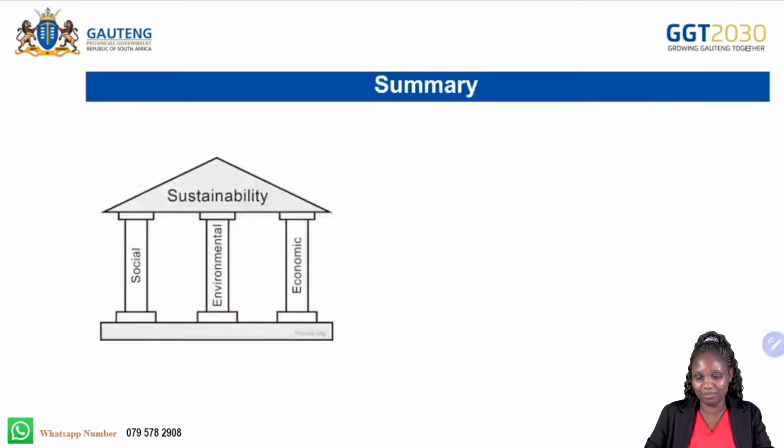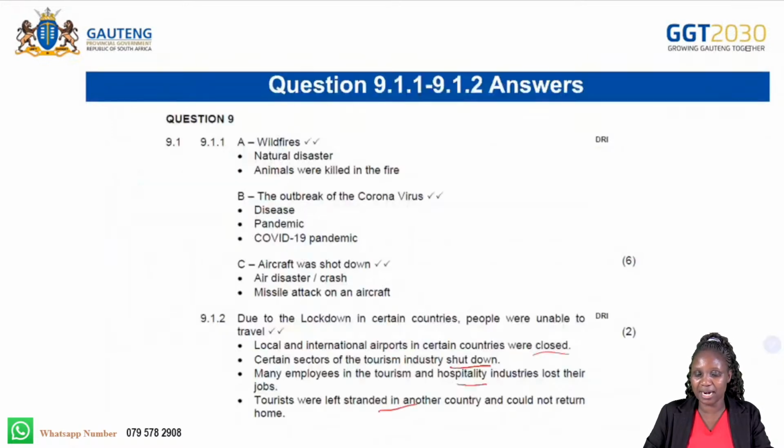And then we are going to summarize our lesson. But before we summarize our lesson, I want you to discuss these answers with your friends, okay? I'll just give you 5 minutes to discuss the answers, and then if you think you've got a question, you ask us on 079 578 2908. After that, then we summarize and close our lesson.